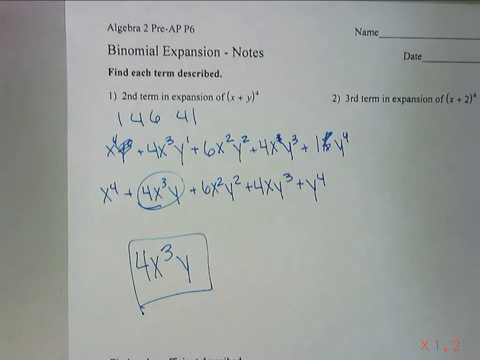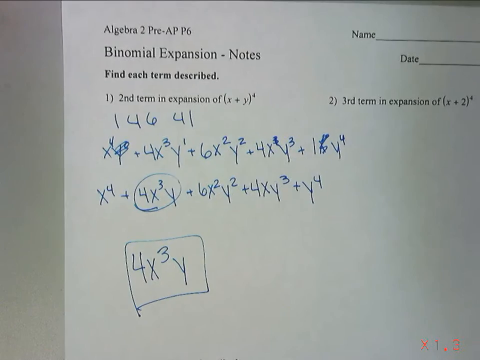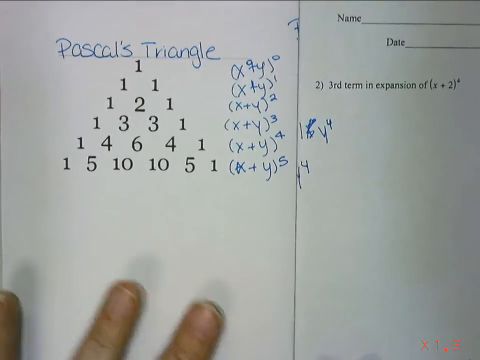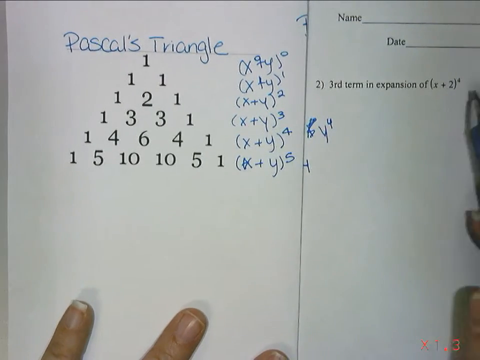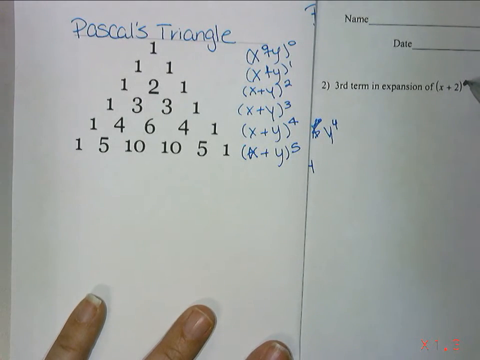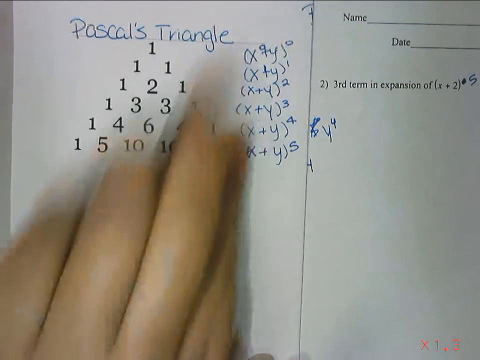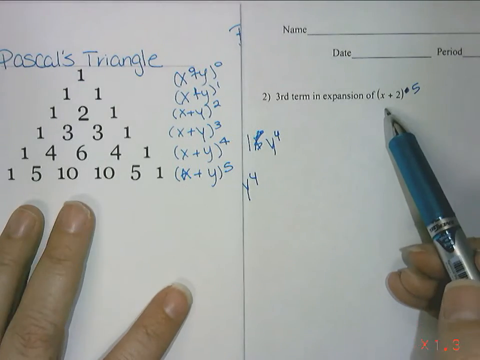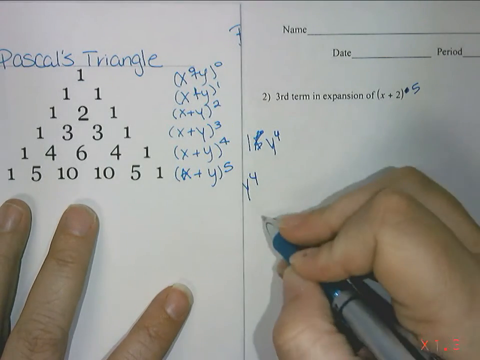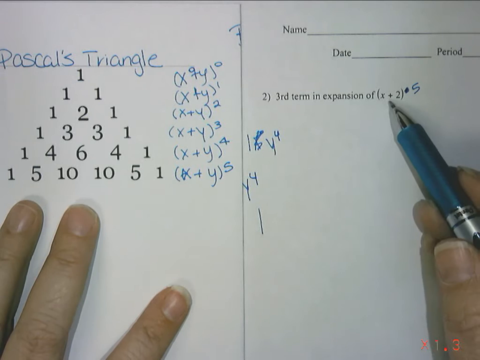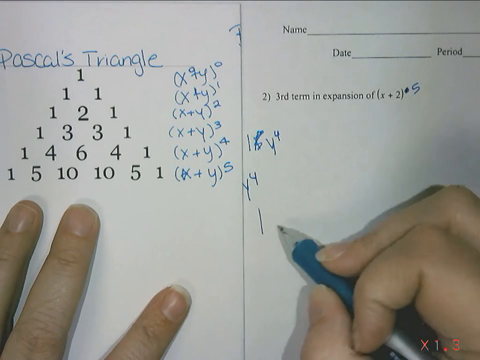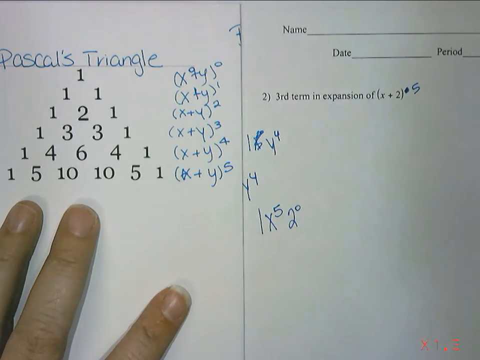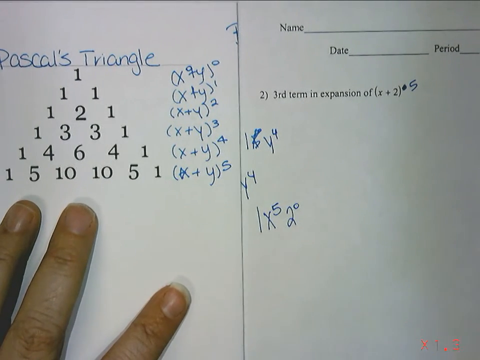Let me see if I can fold this over so you can see both of these at the same time. Okay, so we want the third term in the expansion. I know this says to the fourth power, but let's go ahead and make this to the fifth power just so we can see a different row here. So we're going to do our coefficient of 1. And then we're going to do both of these values. So we have x to the fifth power, and then we have 2 to the 0 power. Even though it's not a variable, it's a constant, we can still do this.